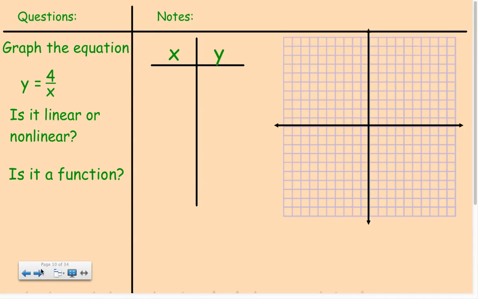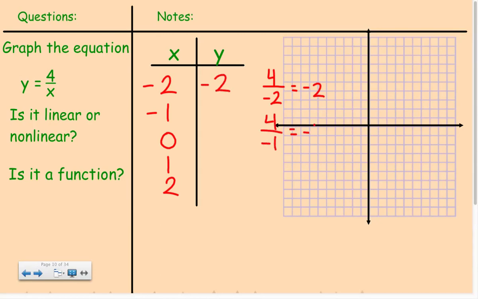Number 3 on your worksheet, 4 over x. Now this one you've got to think about a little bit. If we do our normal negative 2, negative 1, 0, 1, and 2, that will work except for one of the numbers. If you don't know which number it's not going to work for, you'll see when we get there. So I'm going to take 4 and divide it by negative 2, which would be negative 2. 4 divided by negative 1 is negative 4.